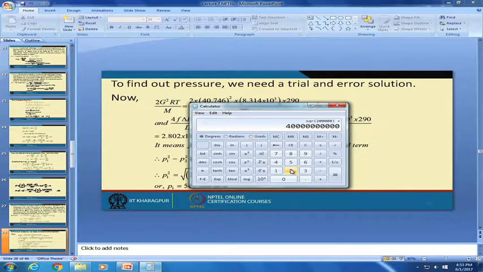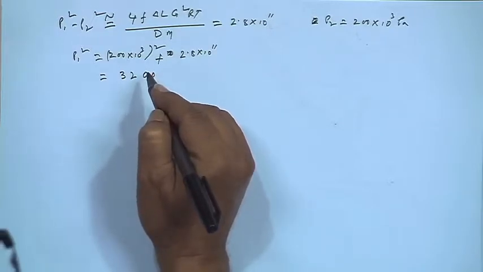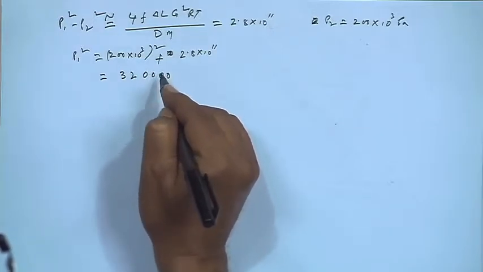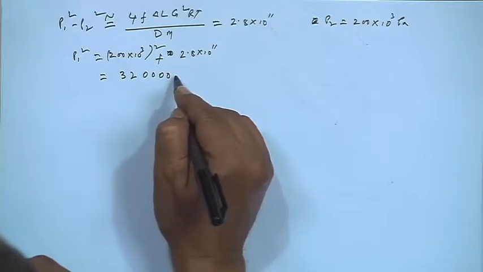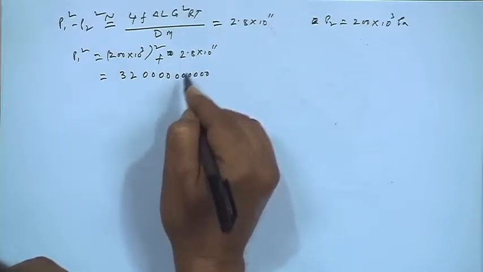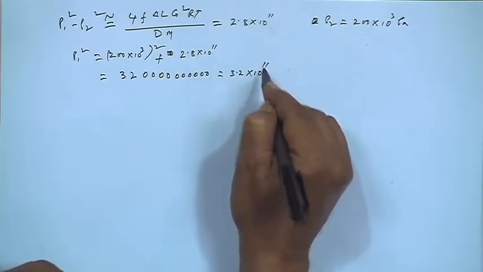2.8 into 10 to the power 11. So this becomes equal to 32, and how many zeros? 1 2 3 4, then 1 2 3 4 5 6 7 8 9 10, that means 3.2 into 10 to the power 11.